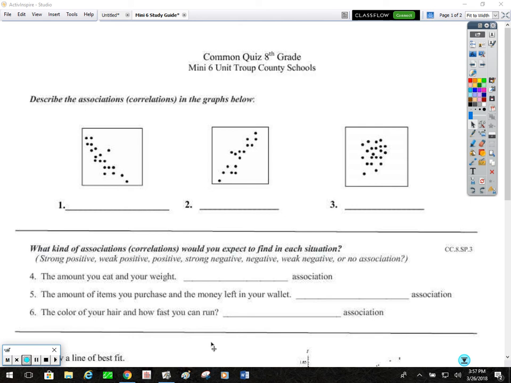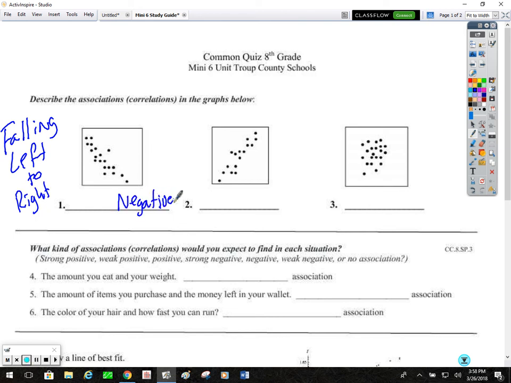So let's get to this and see what's going on with our mini Unit 6. When looking at these, we're looking at types of associations or correlations. In other words, how do these two dots, how does my data set, relate to each other? Well, if I'm looking at this data set, I notice that it's falling. If I'm reading the graph from left to right, it is falling from left to right. So that means it should be going downhill, which would be a negative slope.